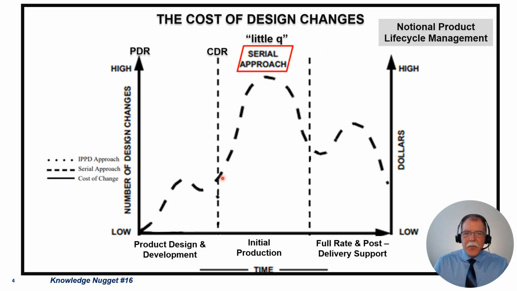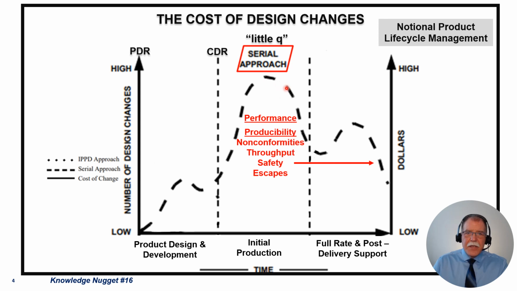This dashed line represents the expected number of design changes that will occur through these 3 phases in this little q quality planning serial approach. And you can see that in the first phase of product design and development, here's the level of design changes we would expect. And the reason why we call it serial is because we now lob it over to manufacturing, and we expect them to design the processes that will produce this design. And this is the number of design changes that we expect to occur in this approach.